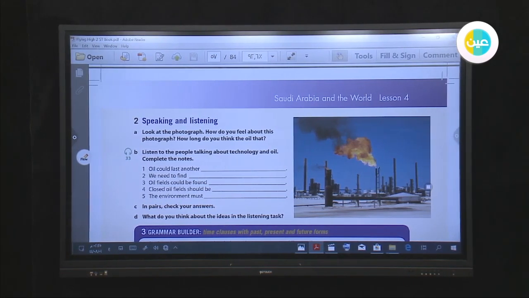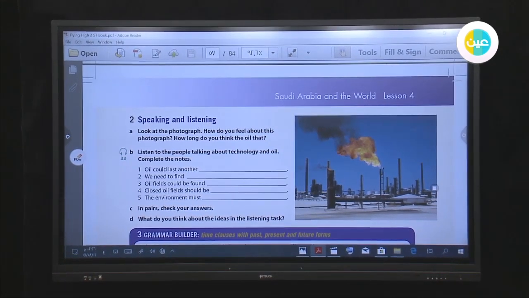Today, inshallah, our objectives will be to develop the unit topic, keeping up with technology. Also, to expose students to extended written discourse, and to spoken discourse. Develop writing skills, writing a short essay. Develop also listening skills, listening for specific information.